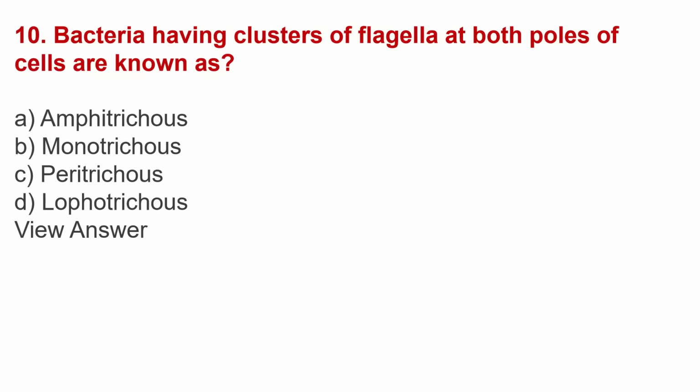Question 10. Bacteria having clusters of flagella at both poles of the cells are known as: A. Amphitrichous. B. Monotrichous. C. Peritrichous. And then D, we have Lophotrichous. So the answer is A.